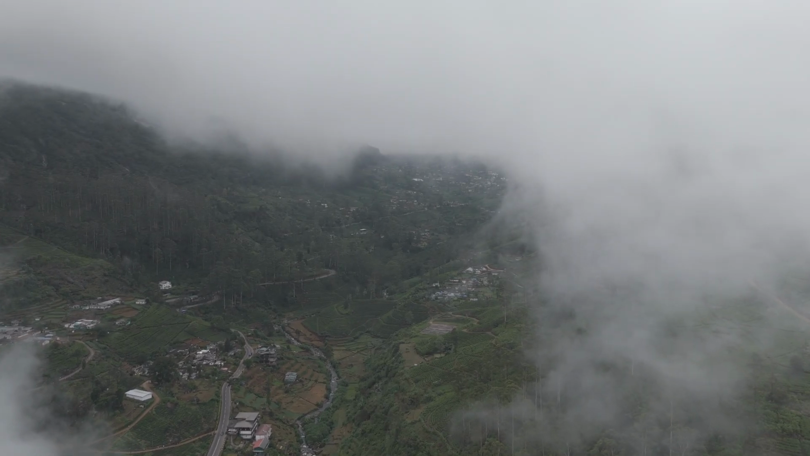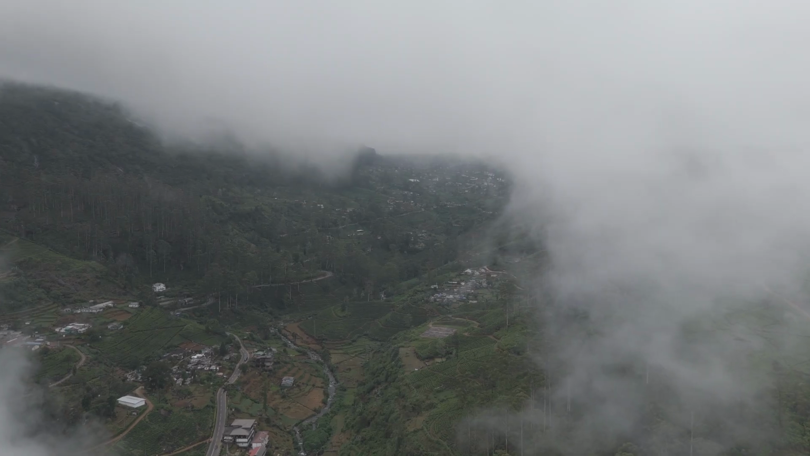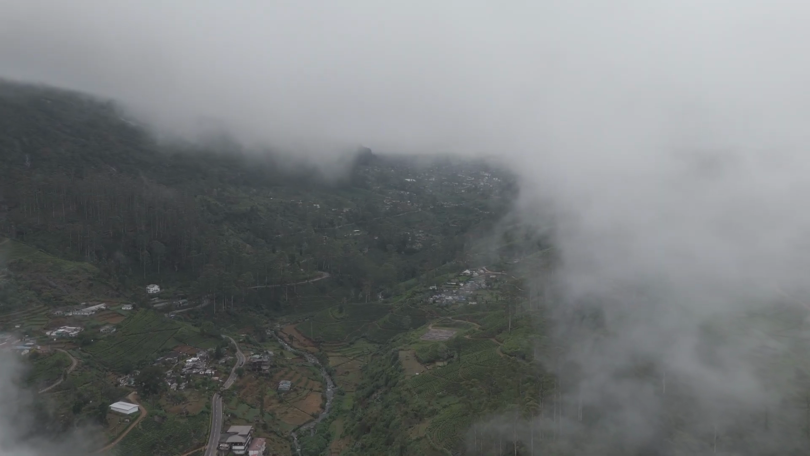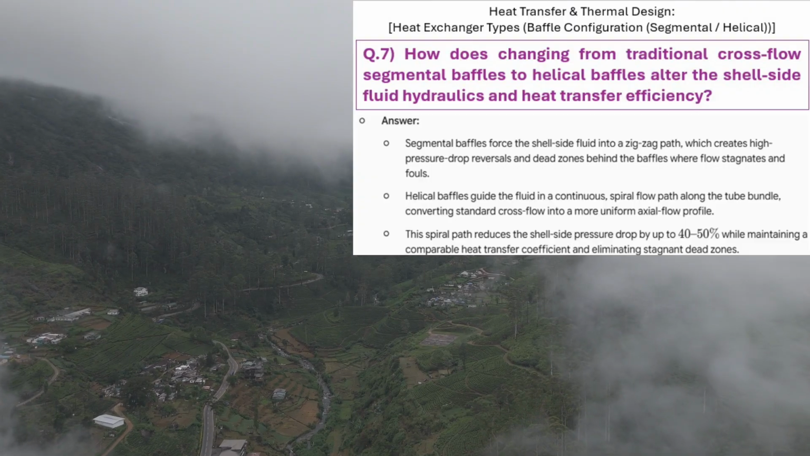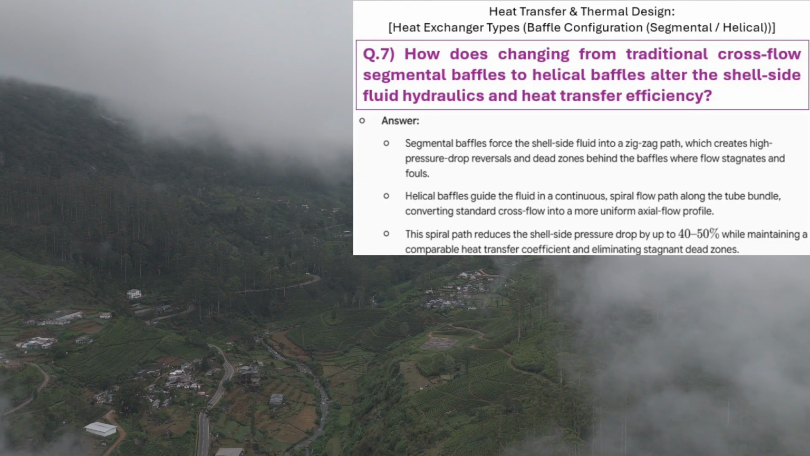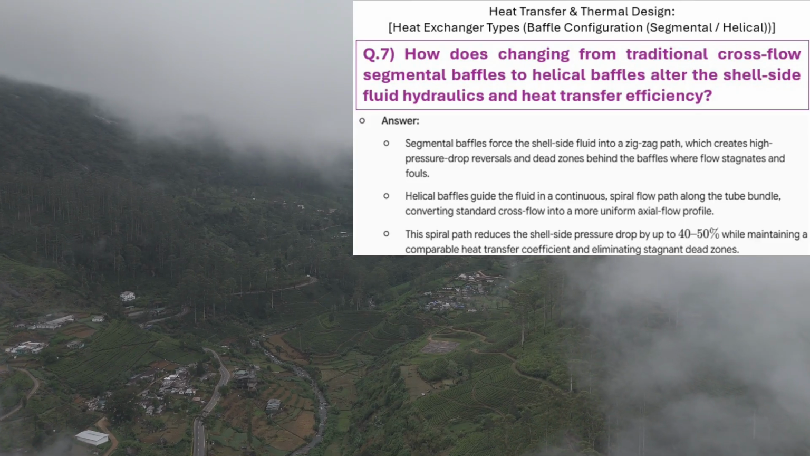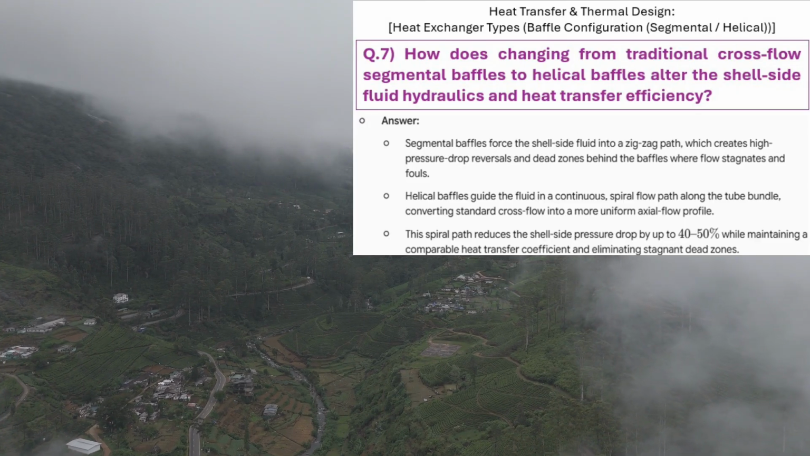Let's shift our focus outside the tubes. I want to probe your knowledge of shell-side geometry, specifically regarding low-pressure vacuum column systems. Segmental versus helical baffles. Yes. How does changing from traditional cross-flow segmental baffles to helical baffles alter the hydraulics and pressure profile?